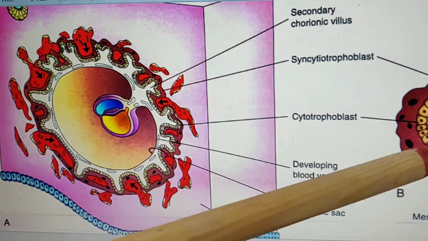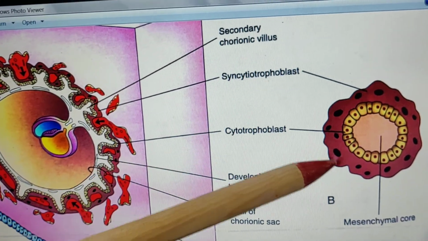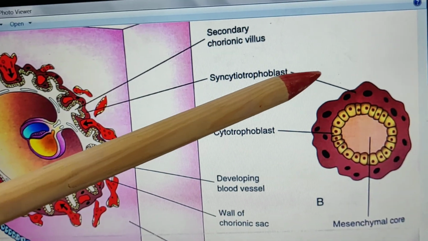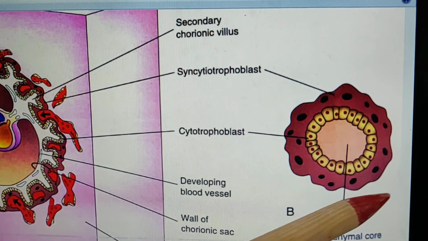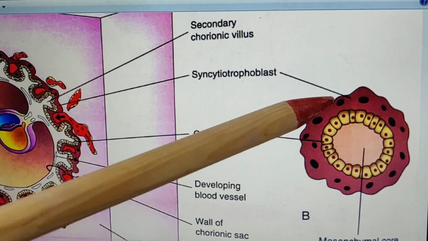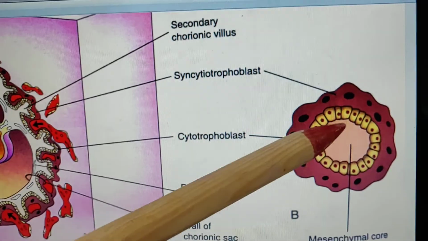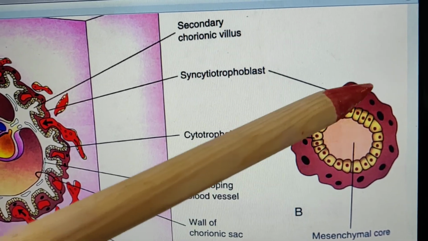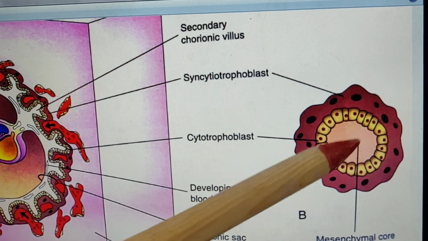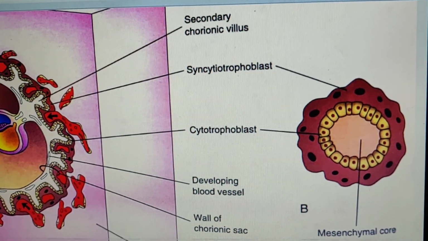Now if we take the TS of the secondary villi, see the 3 layers. Primary villi has 2 layers. Now the secondary villi, outermost layer, it is the syncytotrophoblast. Then single cellular layer, it is the cytotrophoblast. Both layers are part of the trophoblast. And the inner mass is the mesoderm, part of the extraembryonic mesoderm. So it is the secondary villi.